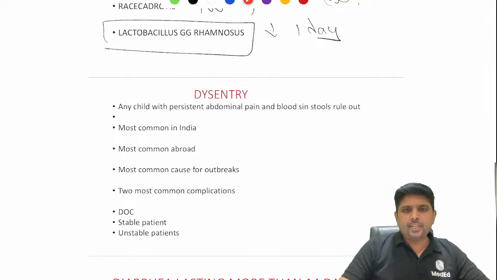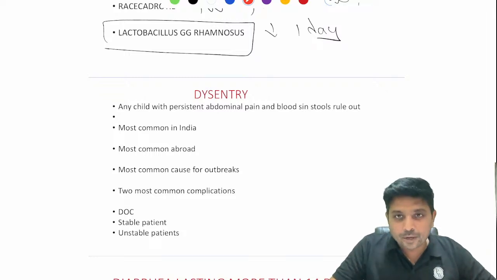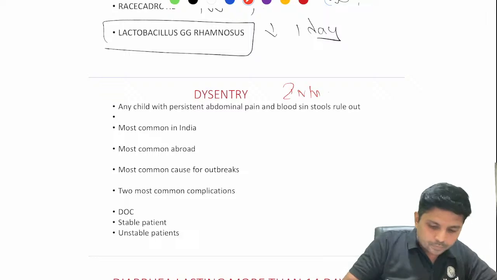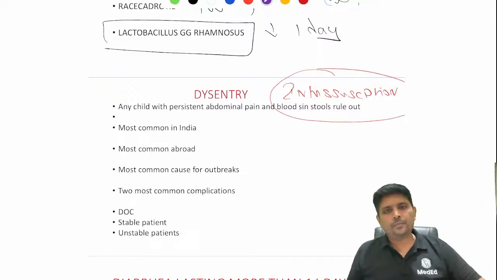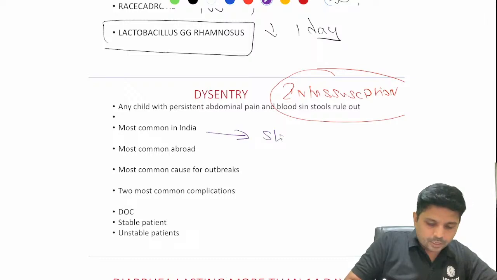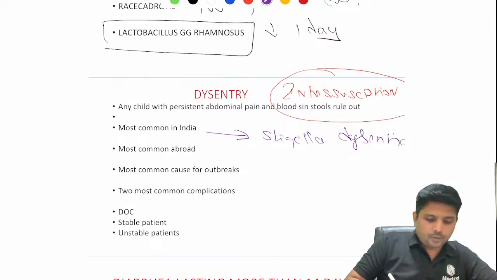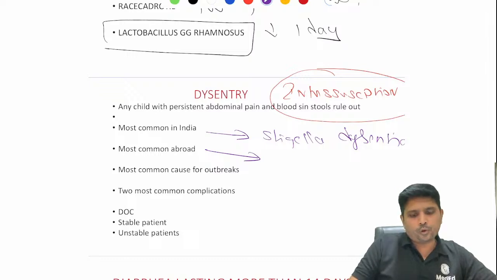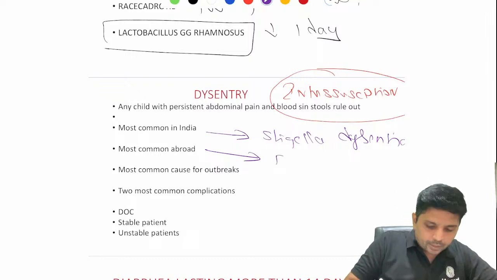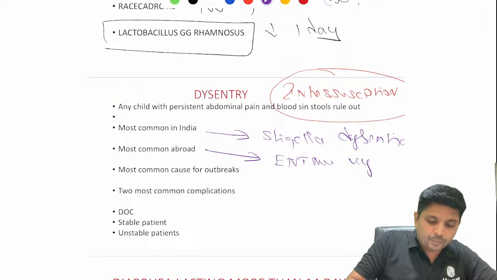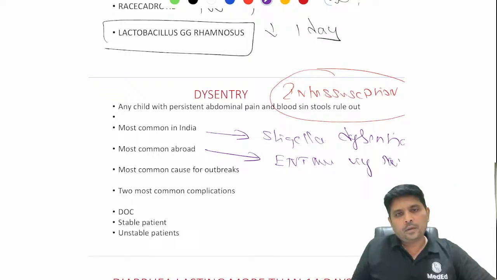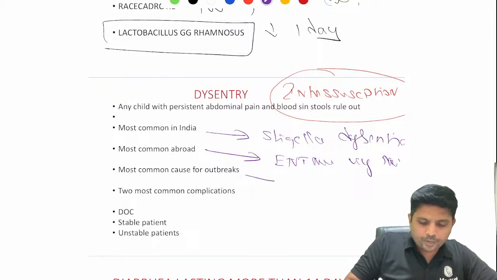Okay. So what about dysentery? Any child with persistent abdominal pain and blood in stools, instead of thinking about Shigella and then entamoeba, think about intussusception first. Most common in India is Shigella dysentery. In pediatrics, entamoeba is very, very rare. Most common cause for outbreaks is Shigella.